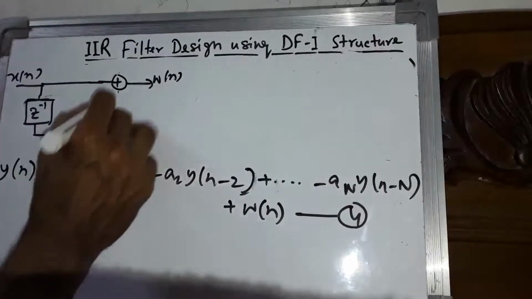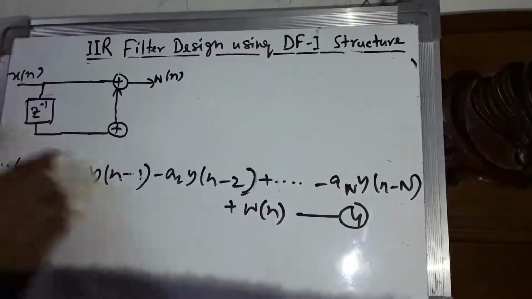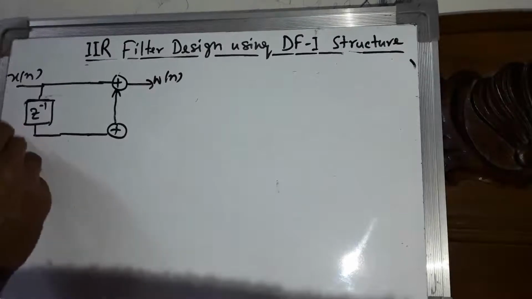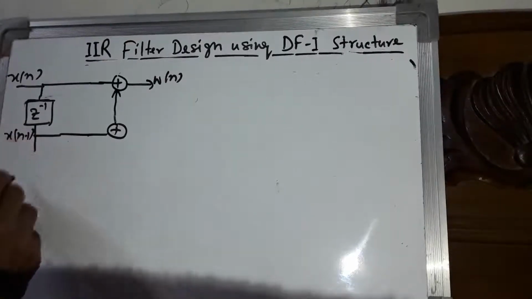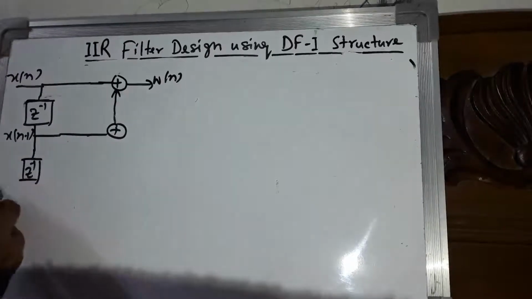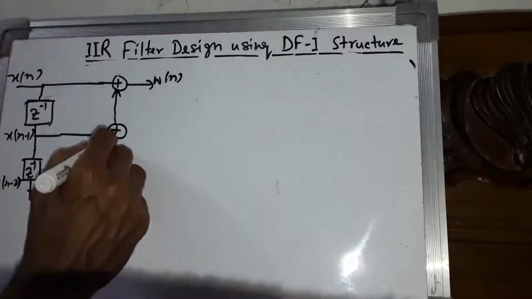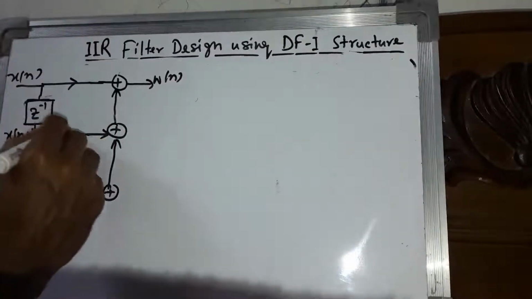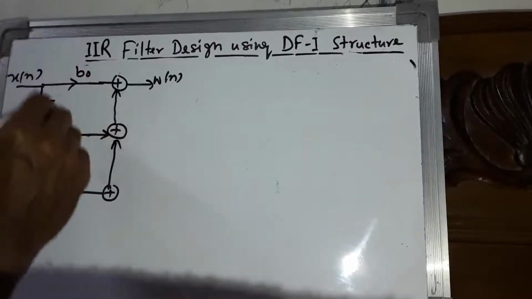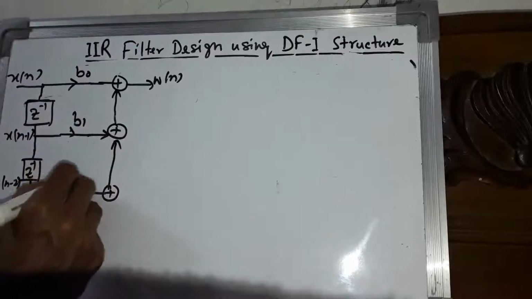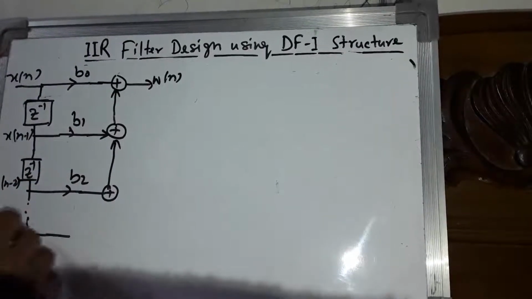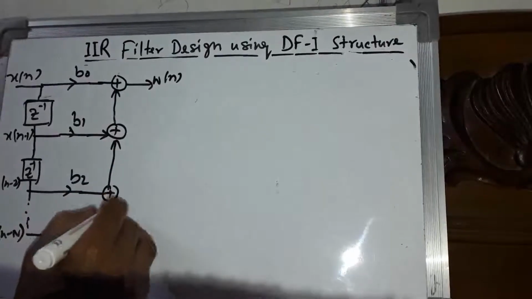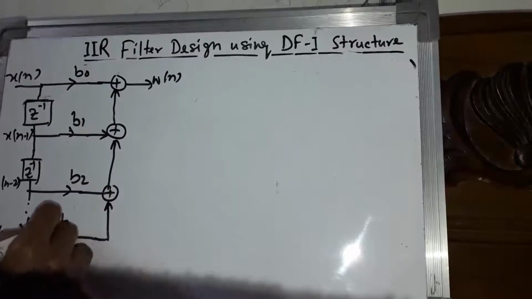So we must use some adders to add all these time shifted versions of the input. Accordingly we are going to take x of n minus 1, then x of n minus 2. So take one more delay element here to obtain x of n minus 2. In this way, we use another adder here. Remember that we have to use all the multipliers properly. This is here b0, then b1, this is b2, and lastly we have here x of n minus capital N, and it should be added with the previous stage, and accordingly this is Bn.